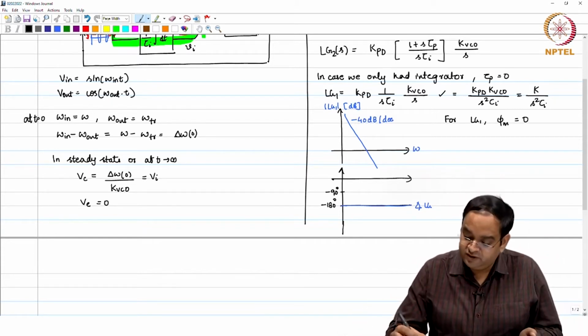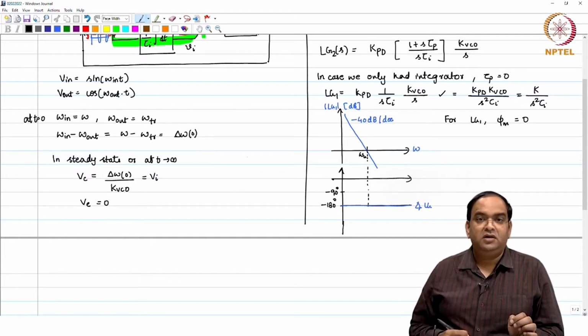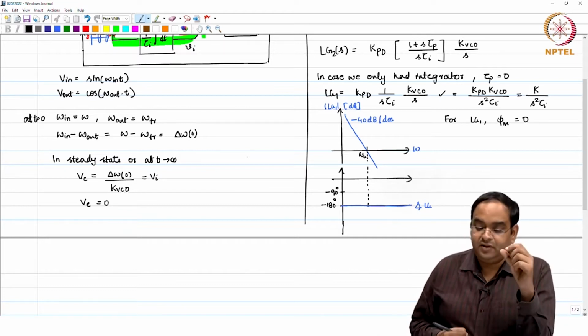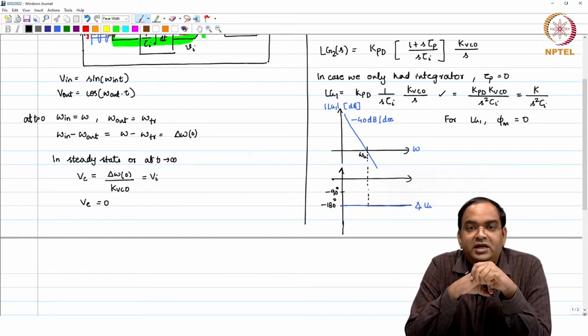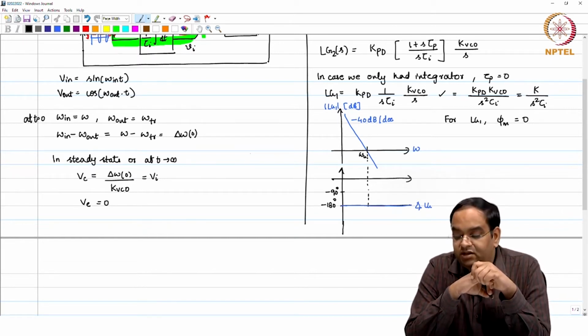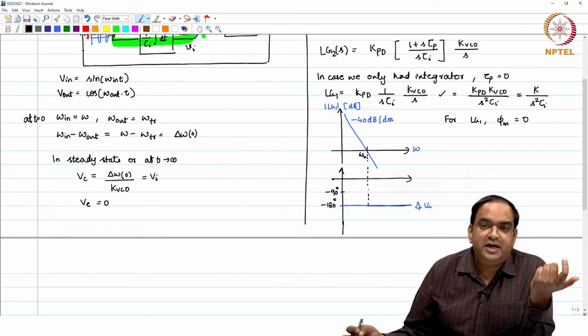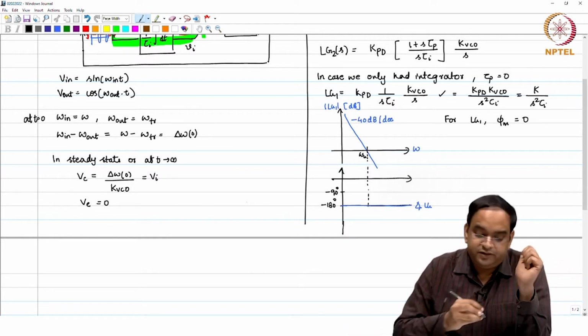How do we look at the phase margin? We look at the phase margin at the unity gain frequency. How far is your phase from 180 degree at unity gain frequency? That is how we measure the phase margin. The phase is always 180 degree, so phase margin is 0.